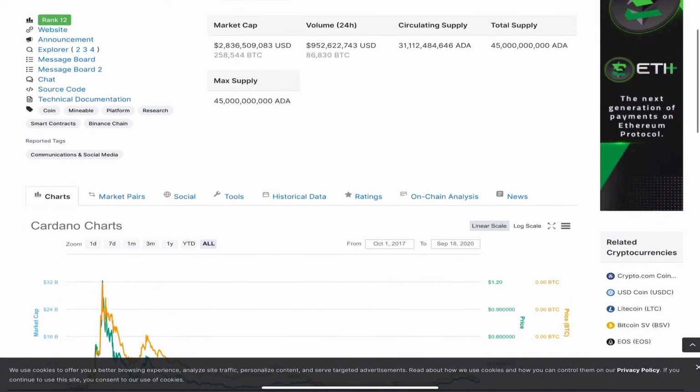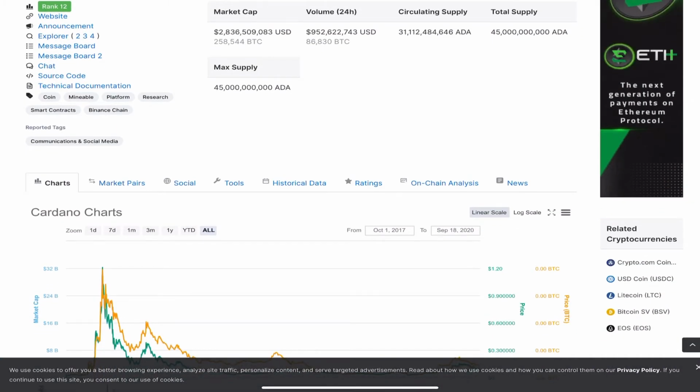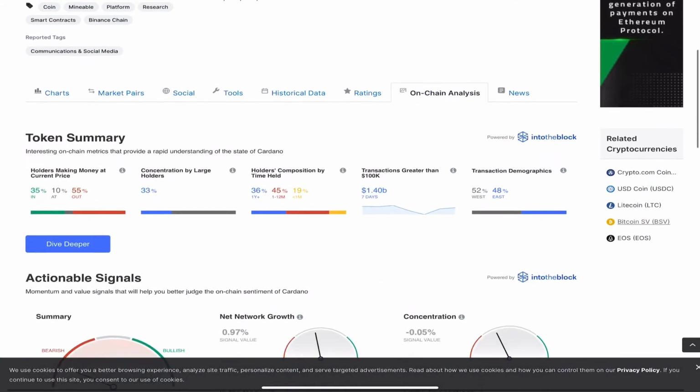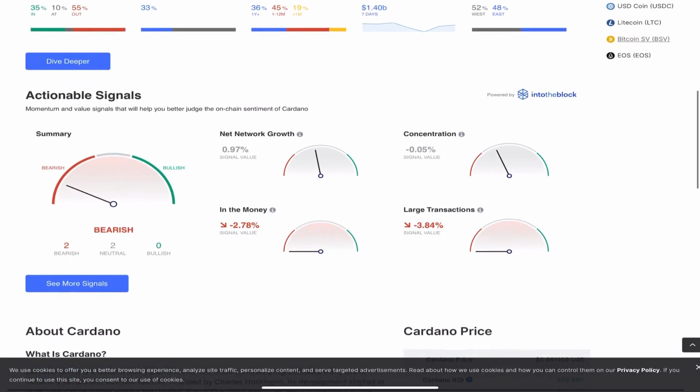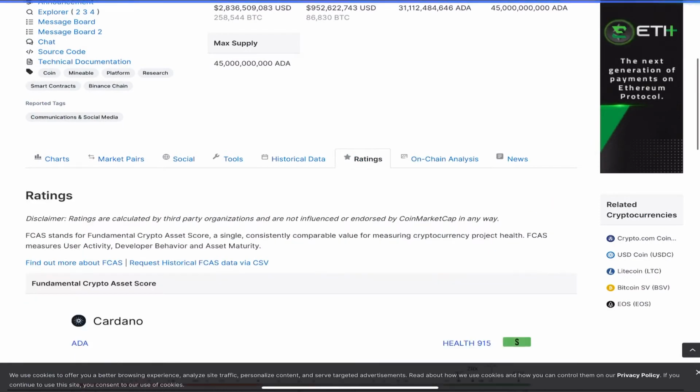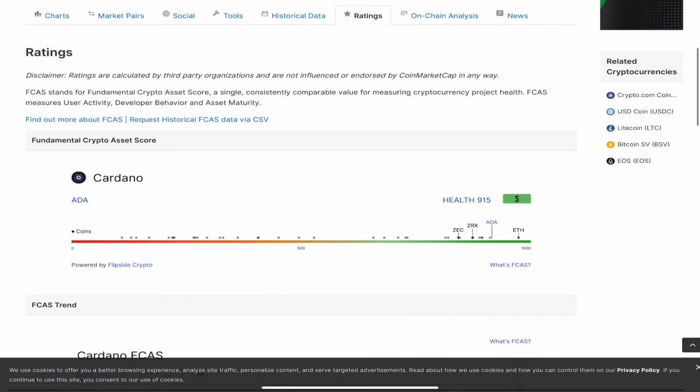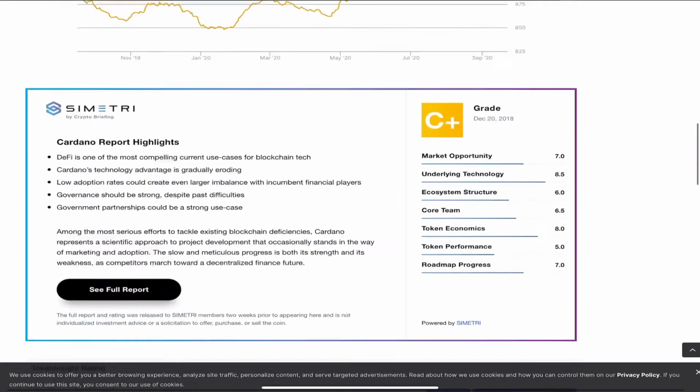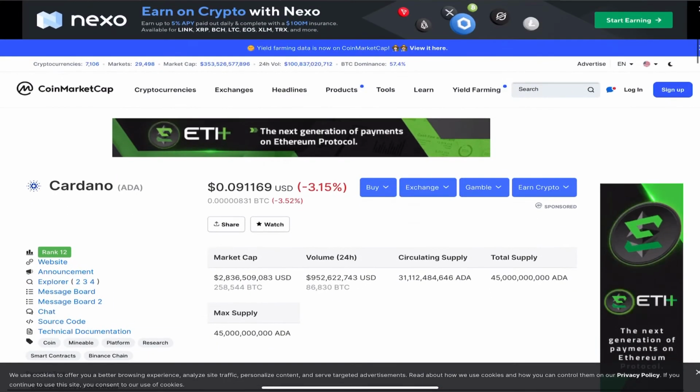So here we are on Cardano. We go to the on-chain analysis. The on-chain analysis looks somewhat bearish. That's not a deal breaker for me. Let's go to the ratings. Rating is really high. So we have an S rating on Cardano. Yeah, it's overall good, and that doesn't come as a surprise. There's a lot of people that are quite bullish on Cardano, so seeing that it has a high rating is not a surprise.